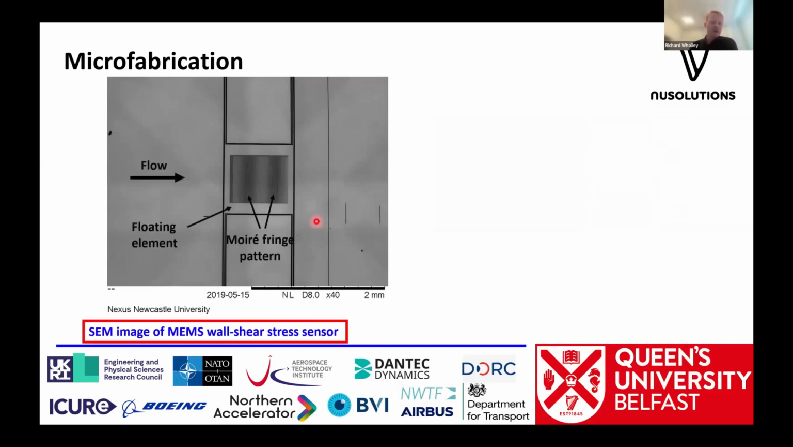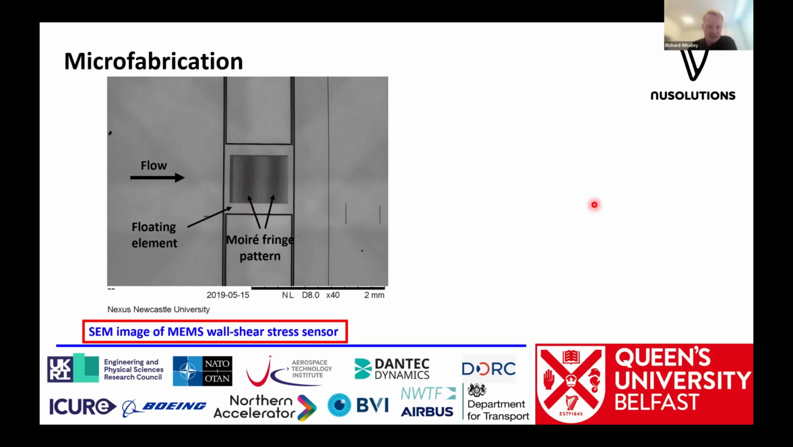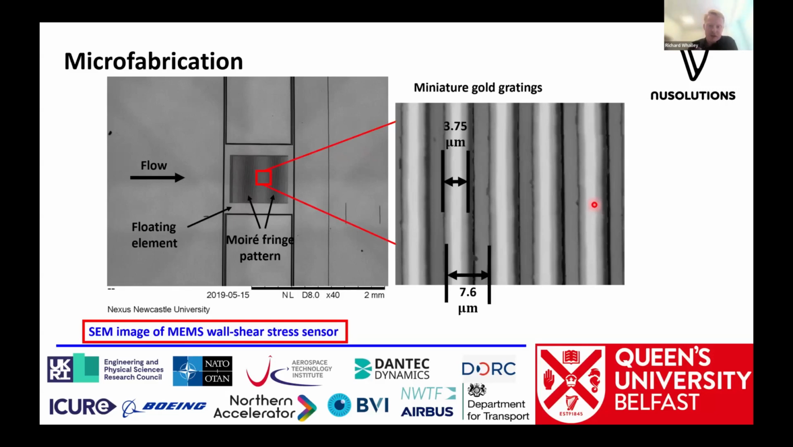And so if we take a look at one of the sensors, our clamp design, here's an SEM image. Ultimately, flow would move from left to right. Here's our floating element. Okay, so the flow goes over, applies some stress, and that floating element begins to move back and forwards in a turbulent flow along the wall of the aerodynamic surface. And ultimately, you can see the Moiré fringe patterns here, the light and the dark bands. And if we take a zoomed in view, this is our micro spring. So typically around 7 microns, typically in our types of sensors. And if we take a look at the gratings, these gold gratings are typically around 3 to 4 microns with a slightly different pitch to generate that fringe pattern.